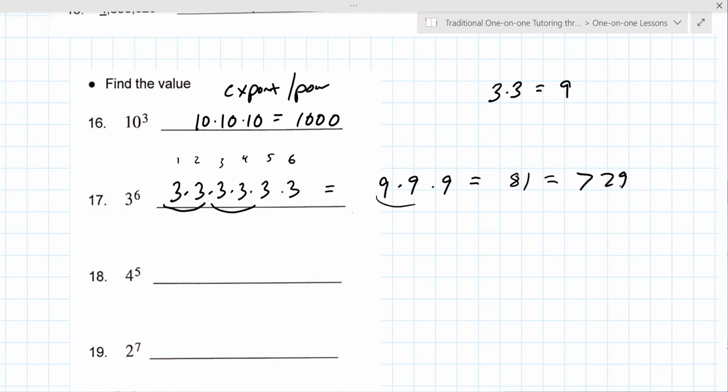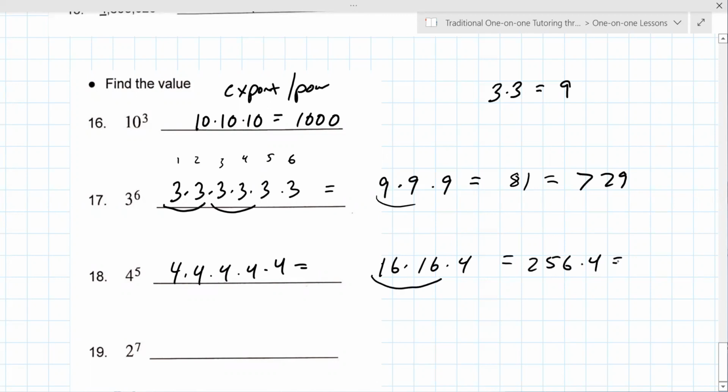Now it'd be 4 times 4 times 4 times 4 times 4. All right, so 4 times 4, 16. I like 16 times 16 times 4. And then it's up to you, I guess. It's worth knowing 16 times 16 is 256. Times 4, so 256 times 4.